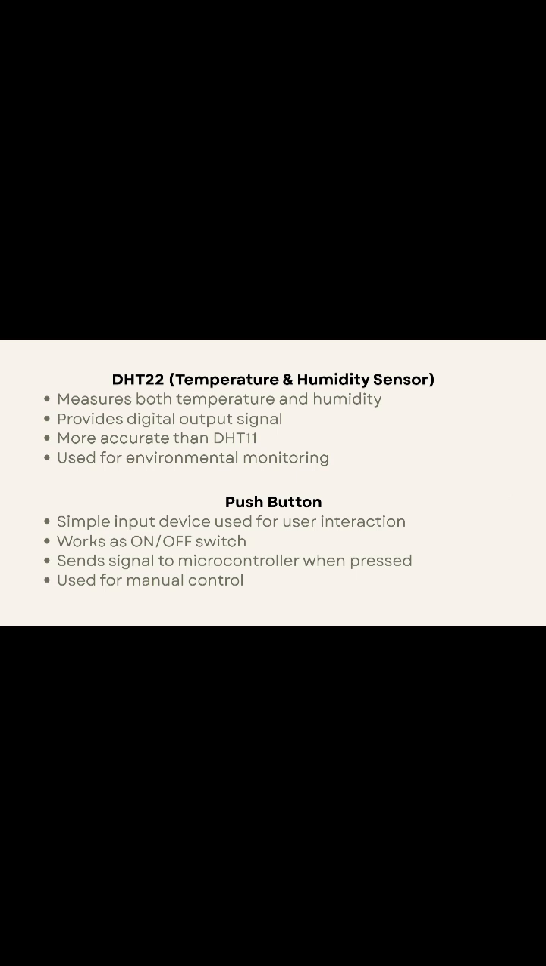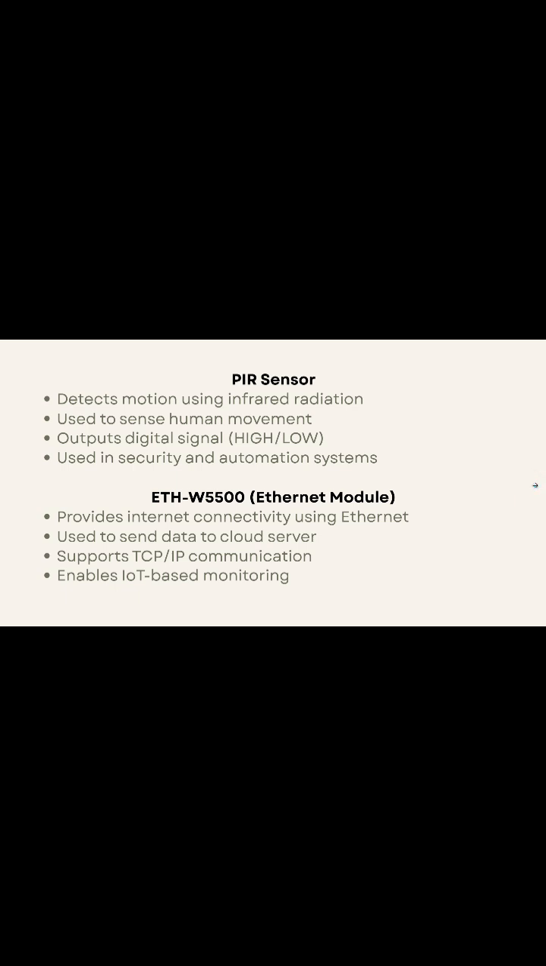DHT22 temperature and humidity sensor measures both temperature and humidity, provides digital output signal, more accurate than DHT11, use it for environmental monitoring. Push button, simple input device, use it for user interaction, works as on or off switch, sends signal to microcontroller when pressed, use it for manual control. PIR sensor detects motion using infrared radiation, use it to sense human movement, outputs digital signal, high or low, used in security and automation systems.